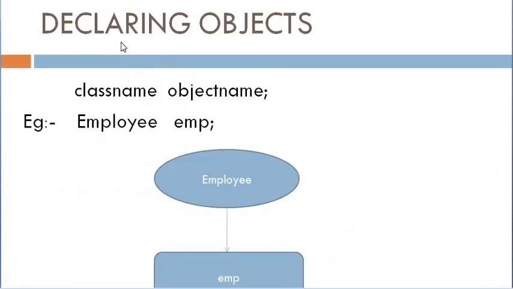Now I will be explaining how to declare objects of a class. The format of declaring an object of a class is like this. At first you have to write the name of the class, that is the class name, followed by the name of the object, or the object name. So class name followed by the object name and then a semicolon.